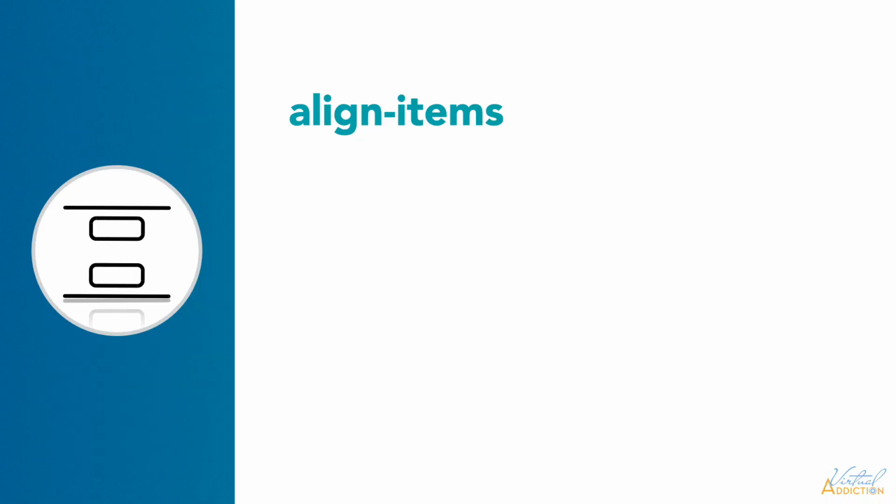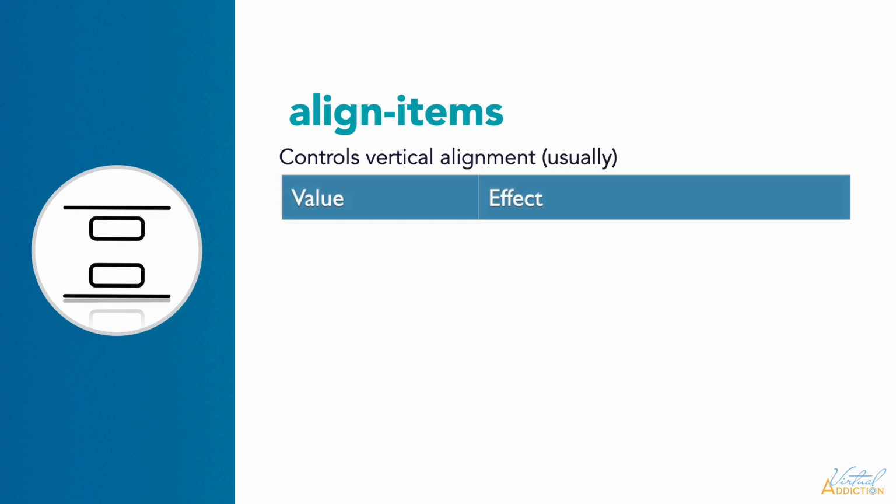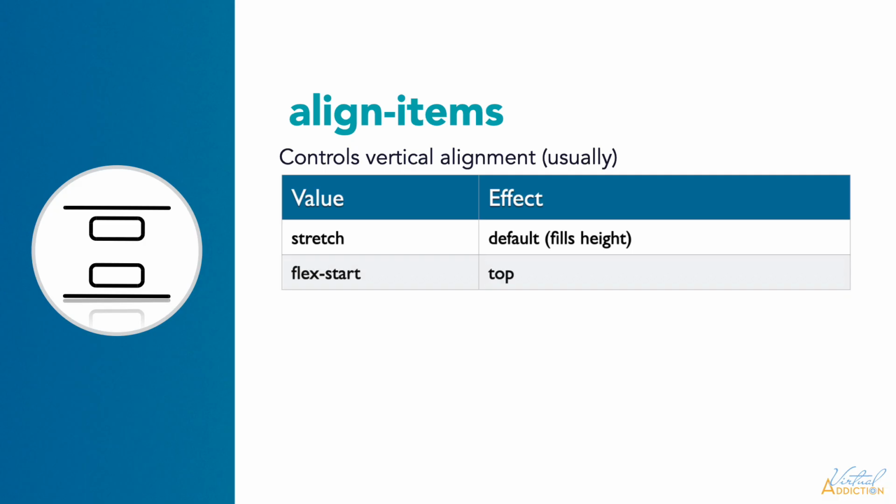Next, we have align items. This controls alignment along the cross axes. By default, this alignment will be vertical, but keep in mind that we can change the direction, which will change where the cross axis sits.